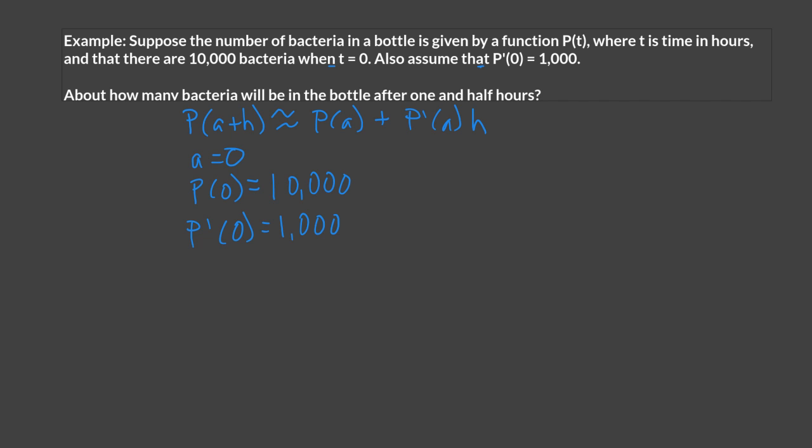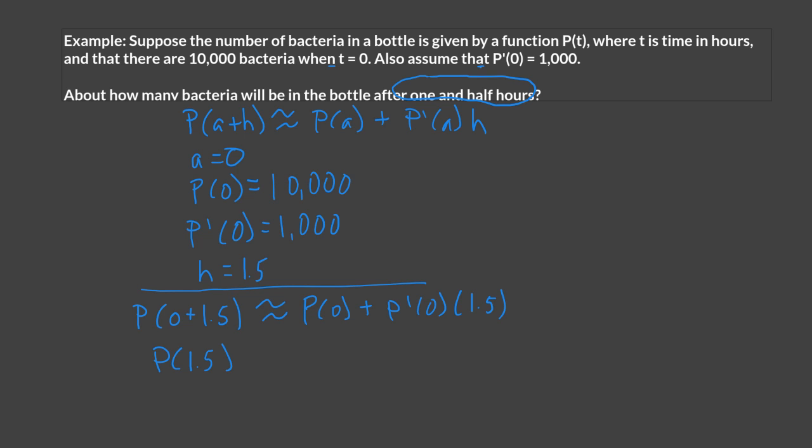And then what's h going to be? Well, h is the change from when we start to when we want to end up. And we're told to think about this 1.5 hours later. So h is equal to 1.5. So plugging all this in, we're going to get that p of 0 plus 1.5, that's a plus h, is approximately p of 0 plus p prime of 0 times 1.5. That is, p of 1.5 is approximately equal to 10,000 plus 1,000 times 1.5.